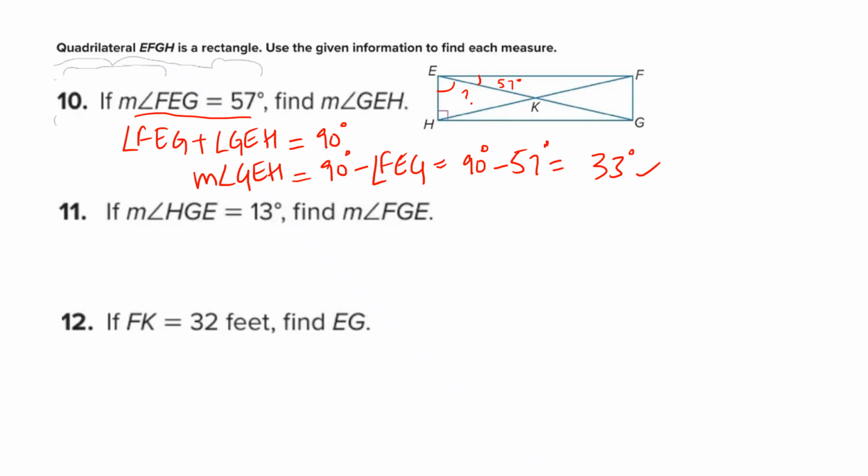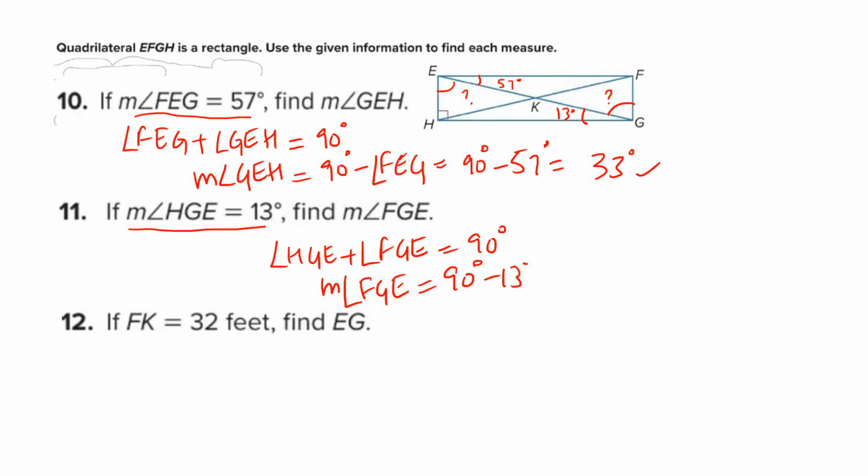So easy. Next, if the measure of angle HGE, this one, is given to be 13 degrees, then find the angle FGE. Again, we are going to use the same information that when I add these two angles, I get 90 degrees, same property of rectangle, and therefore I'm easily able to find the measure of angle FGE as 90 minus 13, which is 77 degrees. So these two parts, 10 and 11, were on the angles.